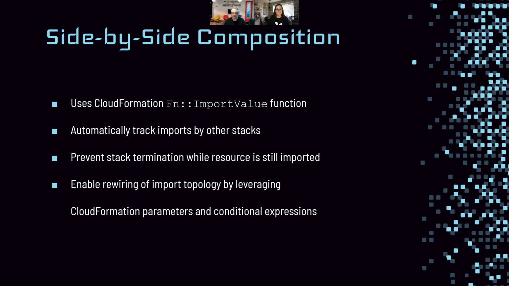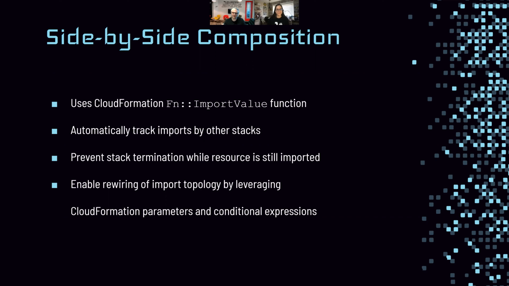It's a CloudFormation function, and it allows you to specify the name of an exported value from another stack. It has a few interesting properties, which are really, really compelling. One is every time a stack uses import value to get a shared resource from another stack, only things that you said you wanted to share will be made available for exporting. That's kind of the public-private separation.